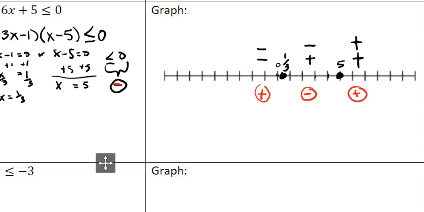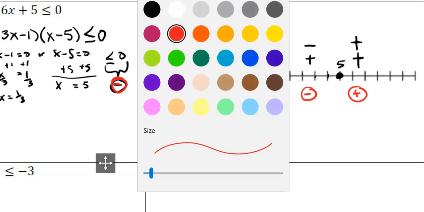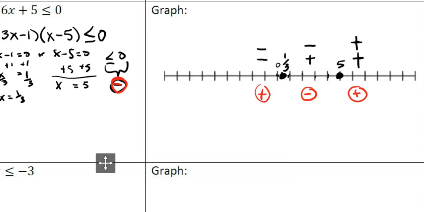And so a negative result is what we're looking for. So our solution set is in between these two, because that's where this is negative. So let's see, in interval notation we would write bracket 1/3, comma, and it goes all the way over to 5, which would also be a bracket. And that would be our solution set in interval notation.